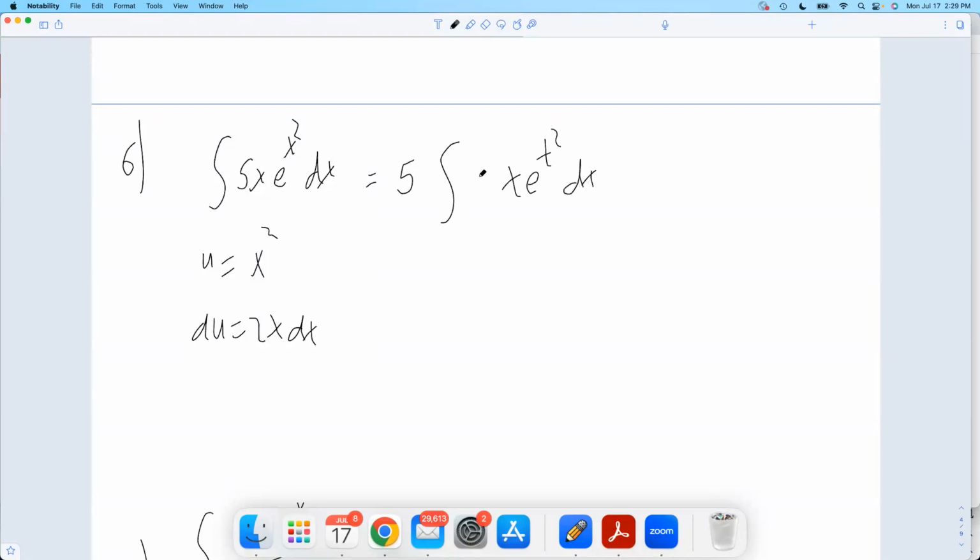I wish I had a 2 sitting right here because you have to have du perfectly in front of you. Well, I'm just going to put a 2 in. I'm allowed to do that as long as I also cancel that 2 out. So here's du, all of that stuff. That's my du. And the exponent right there, that's u.